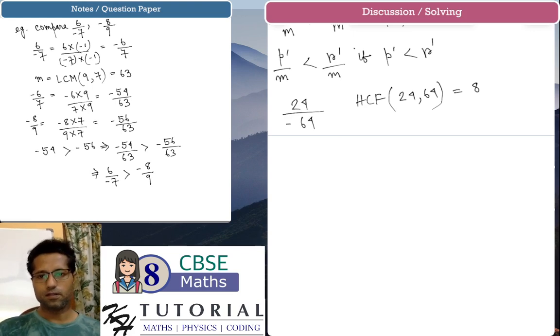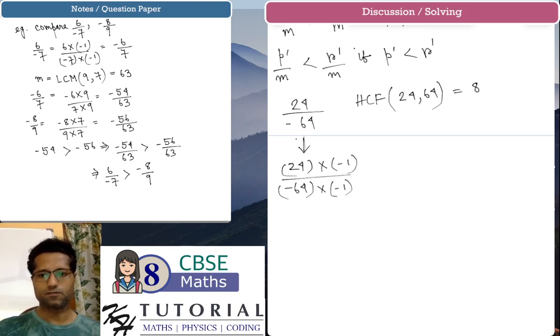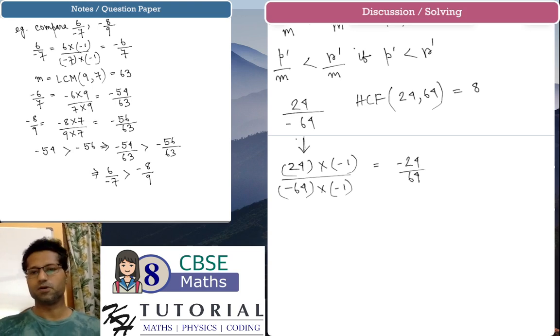So first of all, what is the first step? I will make the denominator positive, that is, I will multiply both the numerator and the denominator with -1. So this becomes -24 by 64. Now the denominator is positive.